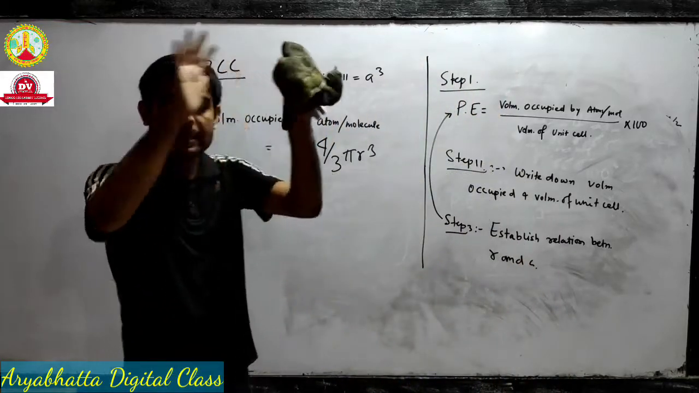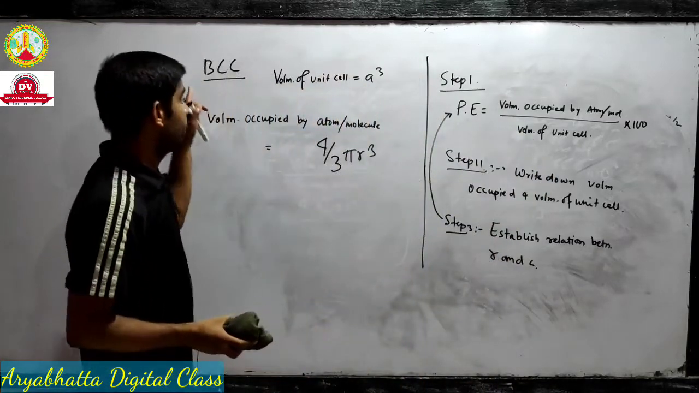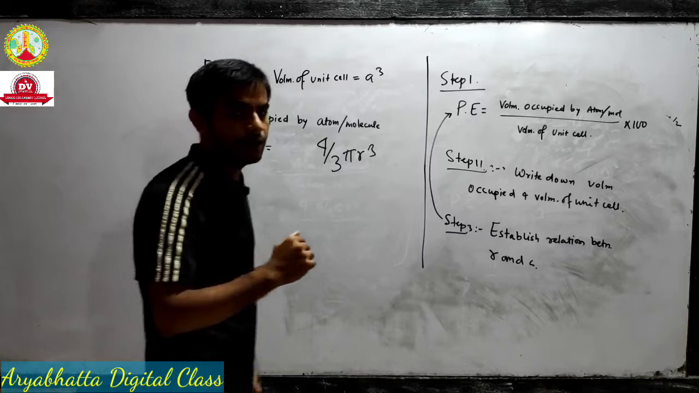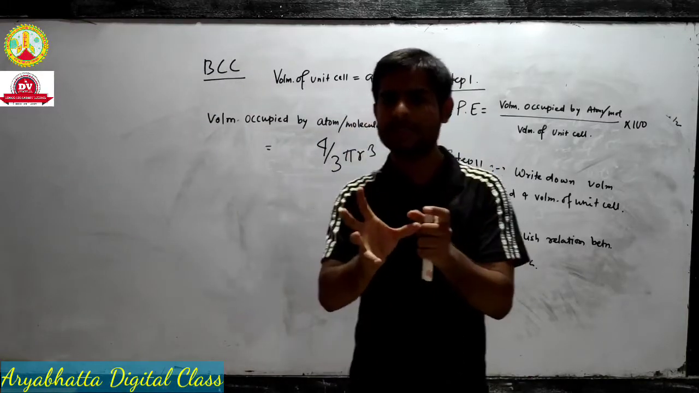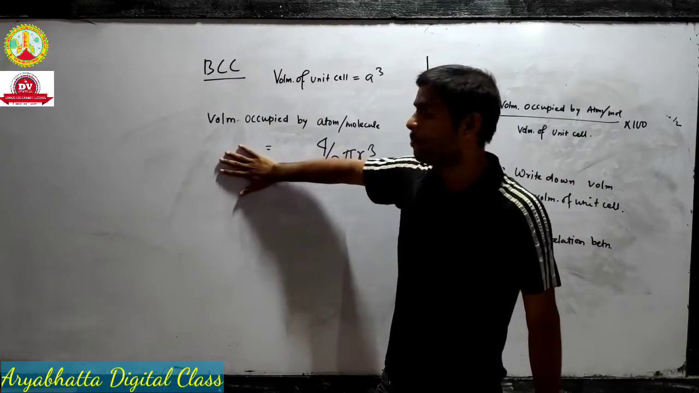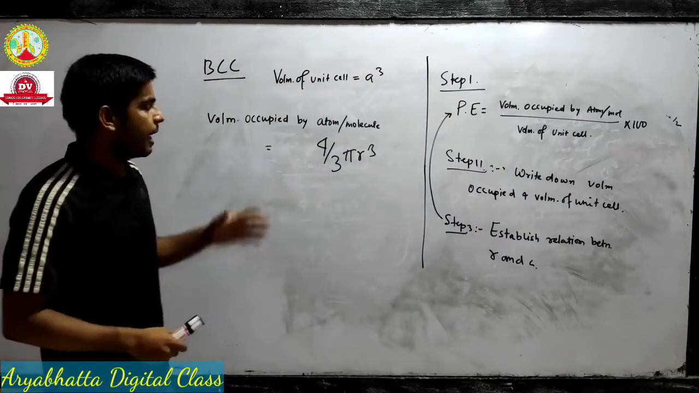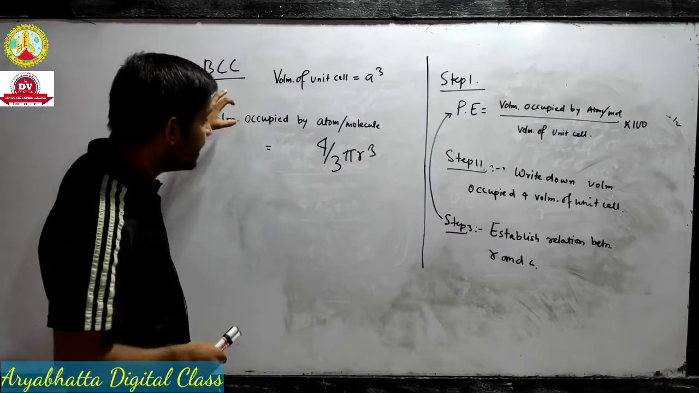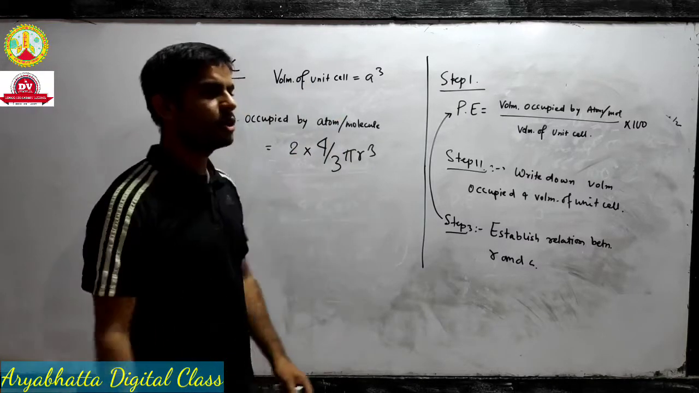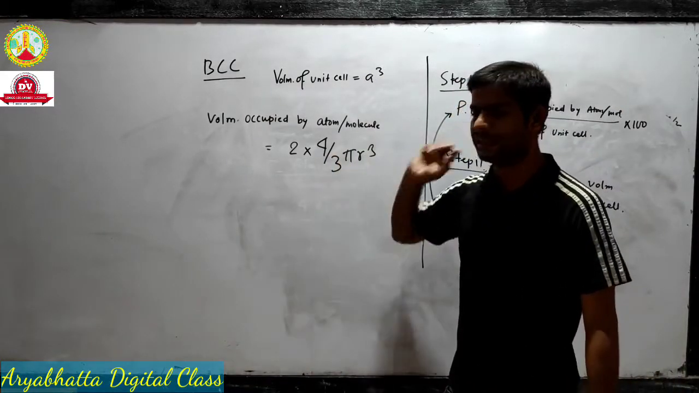Each unit cell contains 4 atoms or molecules or spheres. But in BCC, will it be the same? It will not be the same, otherwise the name would have stayed the same. The name has changed, which means something has changed. In body-centered, what changes is the number of atoms per unit cell. We have calculated earlier that in BCC the number of atoms per unit cell is 2. So we have 2 atoms per unit cell and each atom has a volume of 4/3 pi r cube.